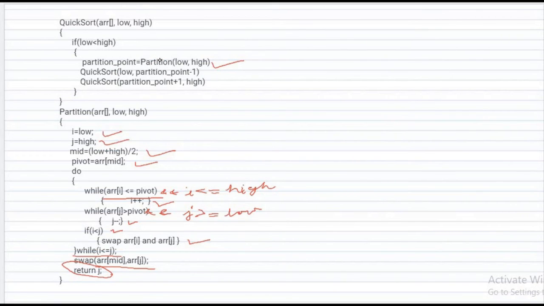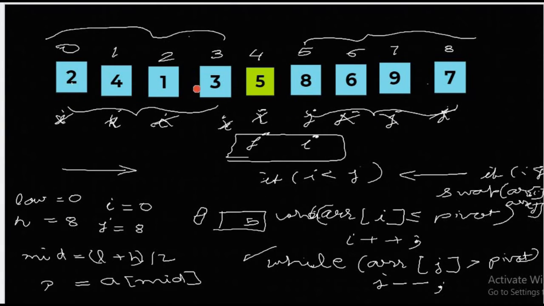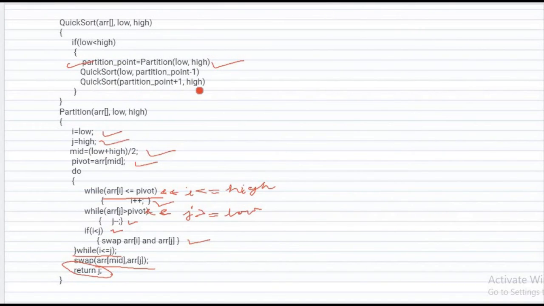And then when we get this partition point, remember we have to again recursively apply quicksort. So we will apply quicksort from low to partition point minus 1, and then from partition point plus 1 to high we again apply the quicksort algorithm. This is written here like this. In this way we can perform the quicksort algorithm, which is a very efficient algorithm.